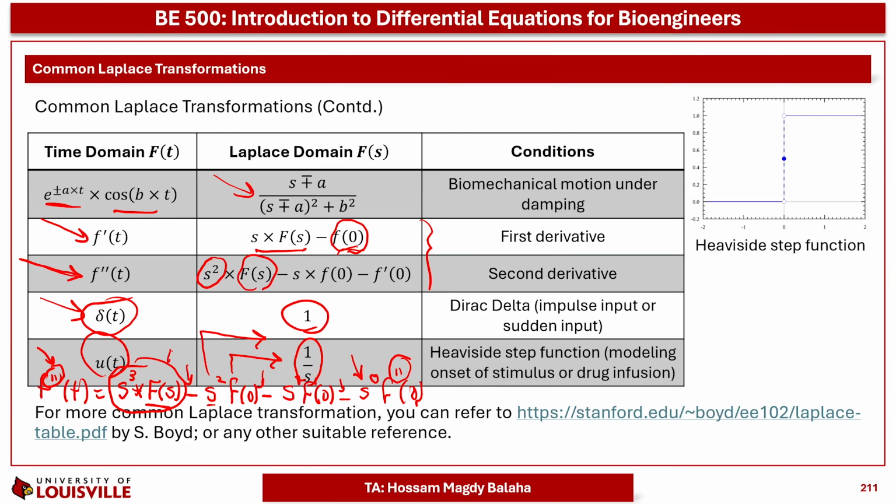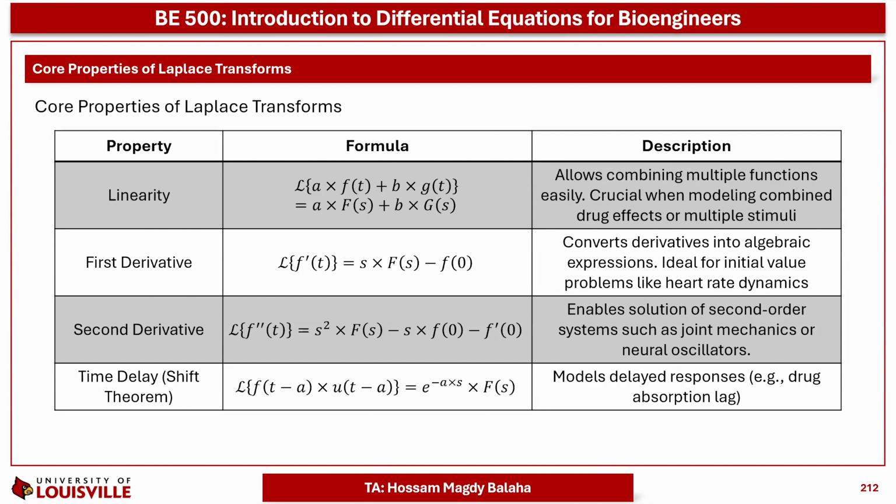The same, the Laplace of 1 is also 1 over s. So the situation here is very simple. You will find a function f of t, and then using the table, you can find the corresponding Laplace transform. But you may find complex or combined functions, and hence you need to learn different properties, such as linearity. So linearity here means that Laplace transform allows combining multiple functions easily.